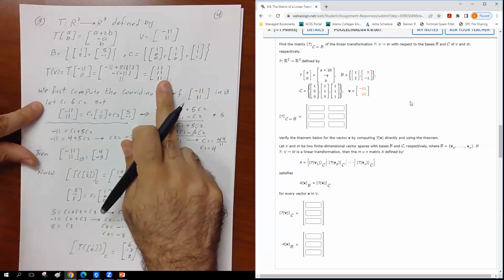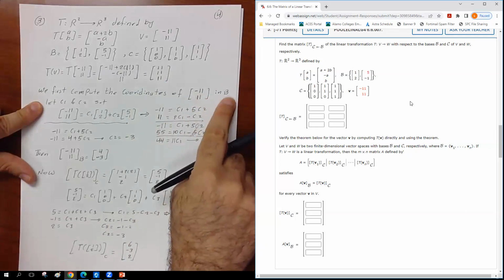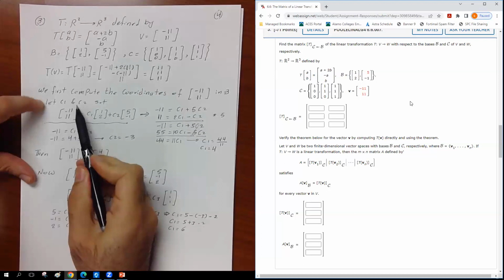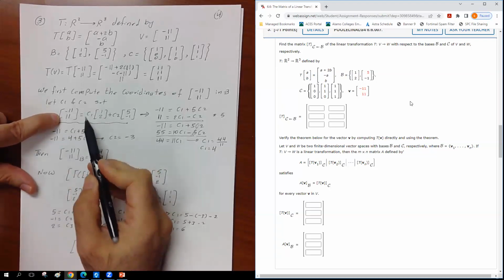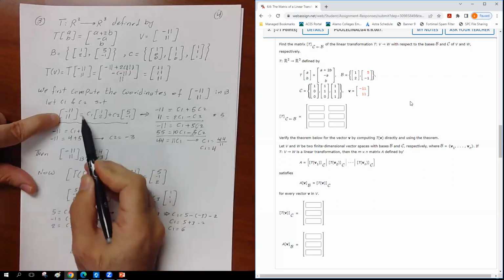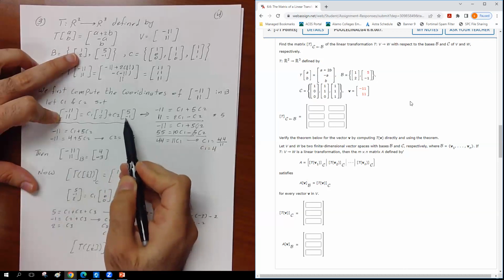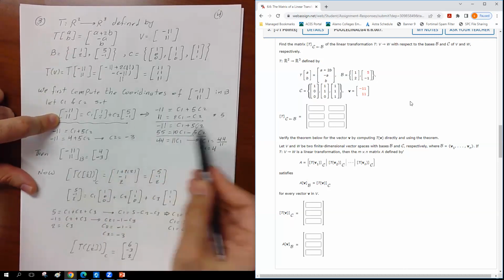Next part, we're going to compute the coordinate vector of (-11, 11) in B. That means we're going to find the scalars C1 and C2. So let C1 and C2 be scalars such that (-11, 11) in the base B is C1 (1, 2) plus C2 (5, -1). Now let's find the scalars. We're going to solve the system.